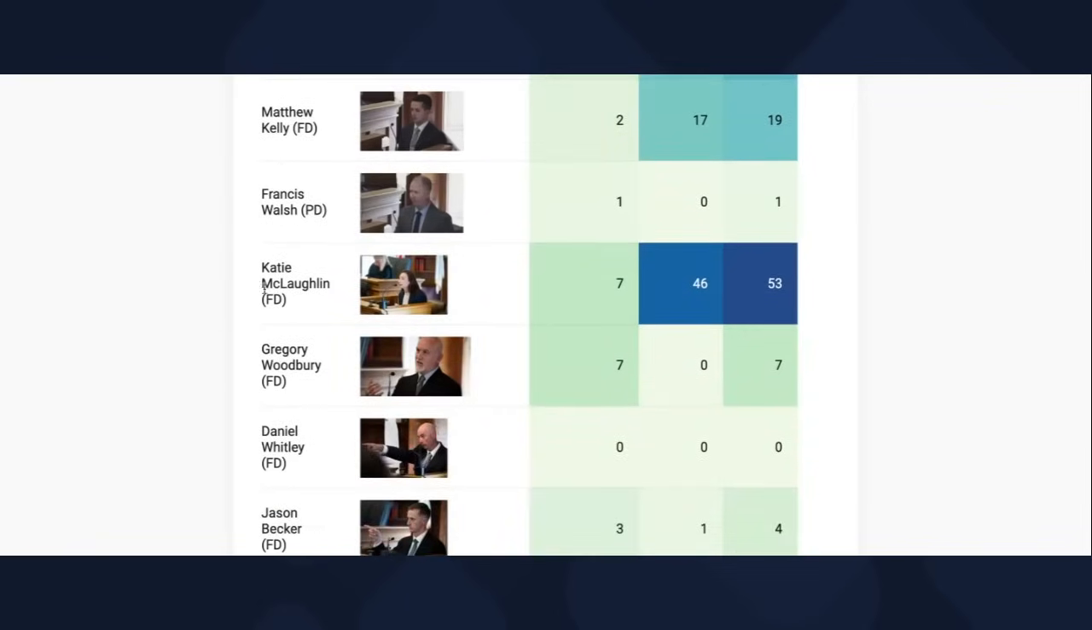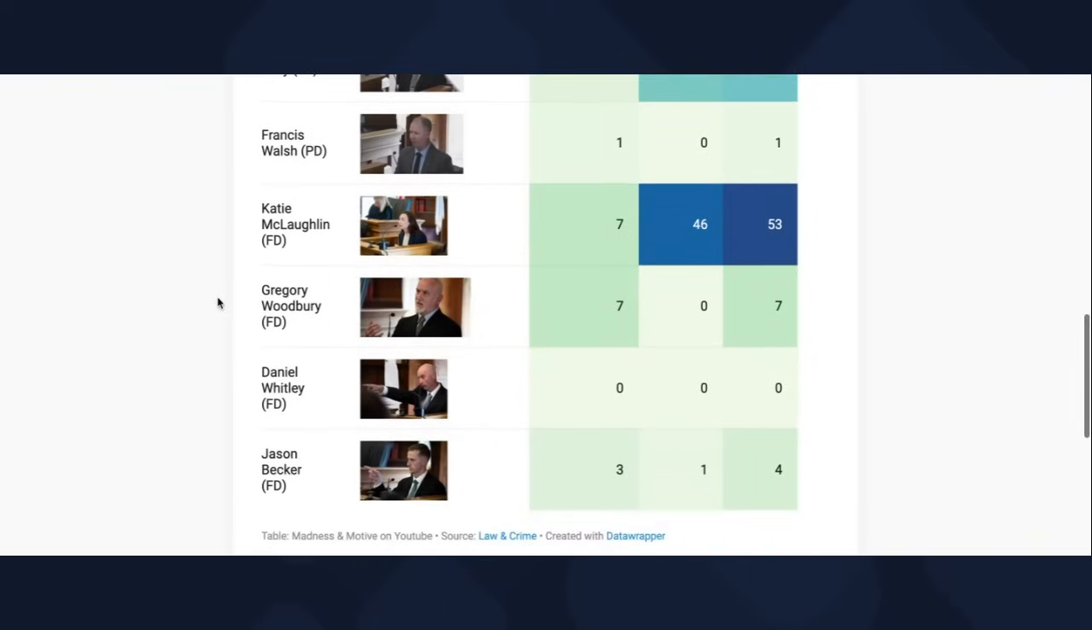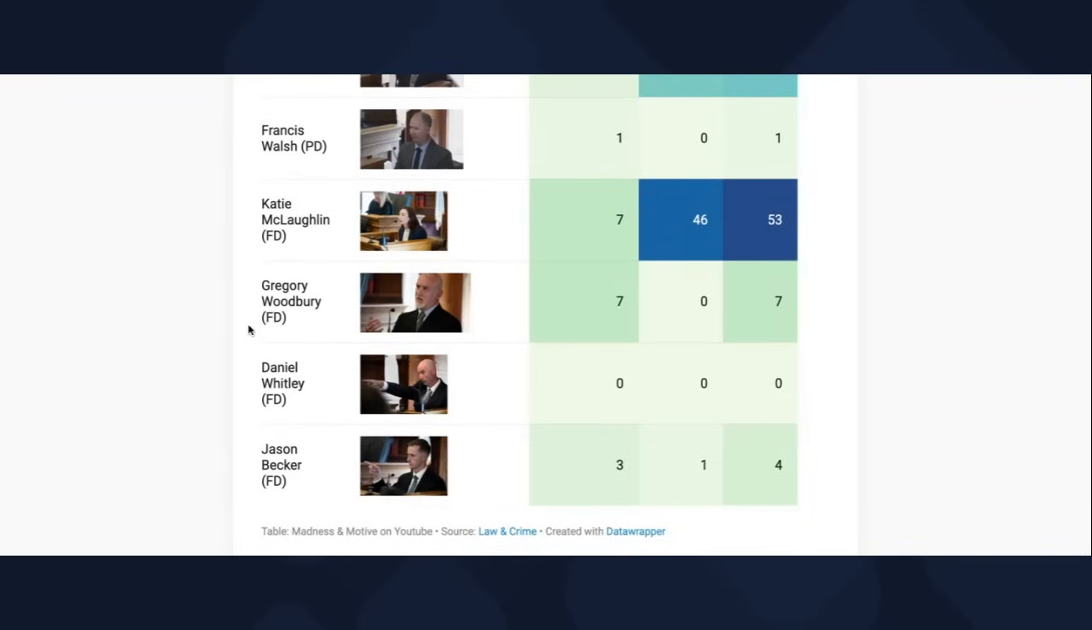Obviously, one outlier, if you watched the trial, there was a tense exchange between Katie McLaughlin and the defense. And you can see a whole lot of "I don't recall, I don't remember, I don't know" happening, for a total of 53 times. So quite a lot there. Now, what that means, that's up to you to interpret.